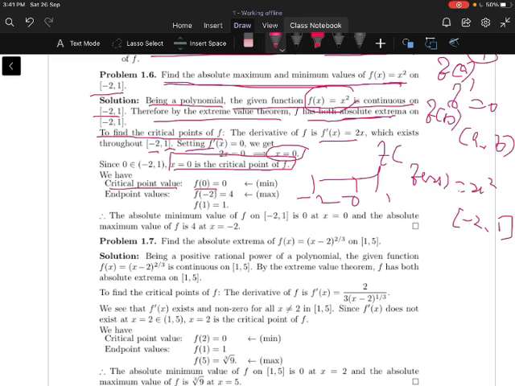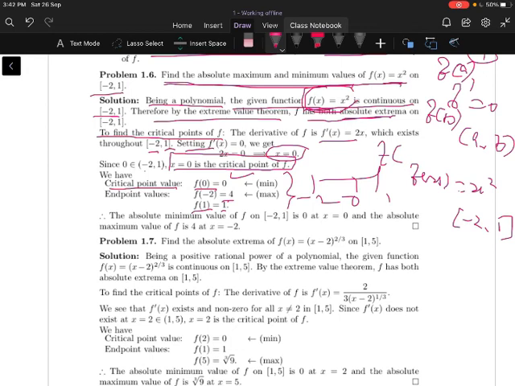Let us check the critical point value. What is f(0)? Put x equal to 0. f(0) is 0. For the end point values, what are the end point values of the interval? -2 and 1. f(-2) is equal to 4 here, and f(1) is equal to 1 here. Put x = -2 and x = 1 in the function f(x) = x square. Therefore, 0, 4 and 1 we have.